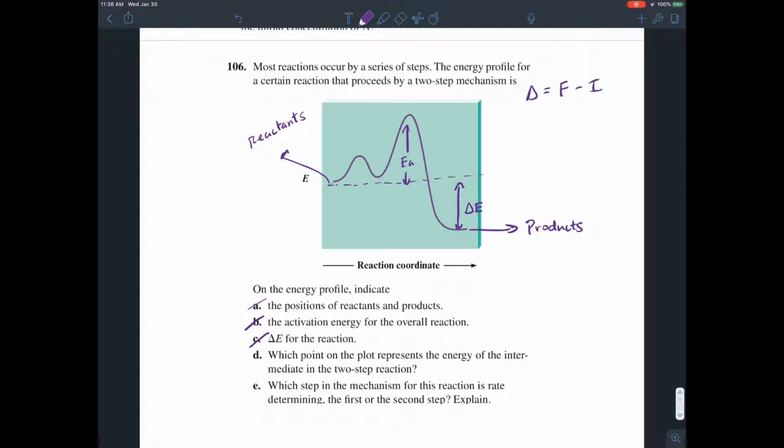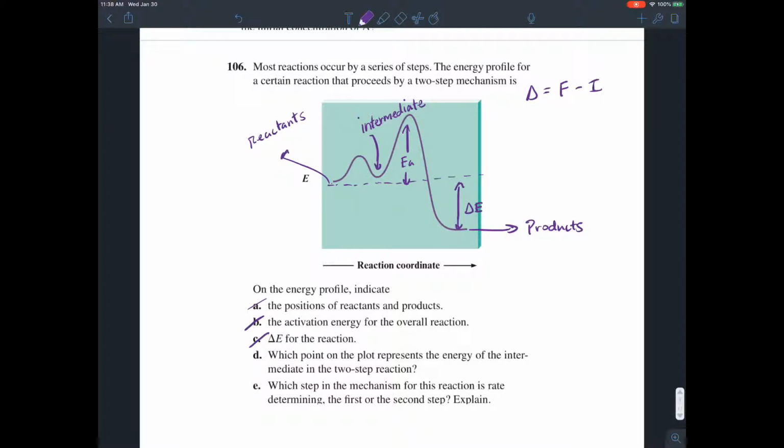D, which point on the plot represents the energy of the intermediate in the two-step reaction? That would be the ridge in between the two humps right here. That would be my intermediate. Remember that when we're doing mechanisms, the intermediate is the thing that's crossed out between two elementary reactions. It does not persist into the end of the reaction.